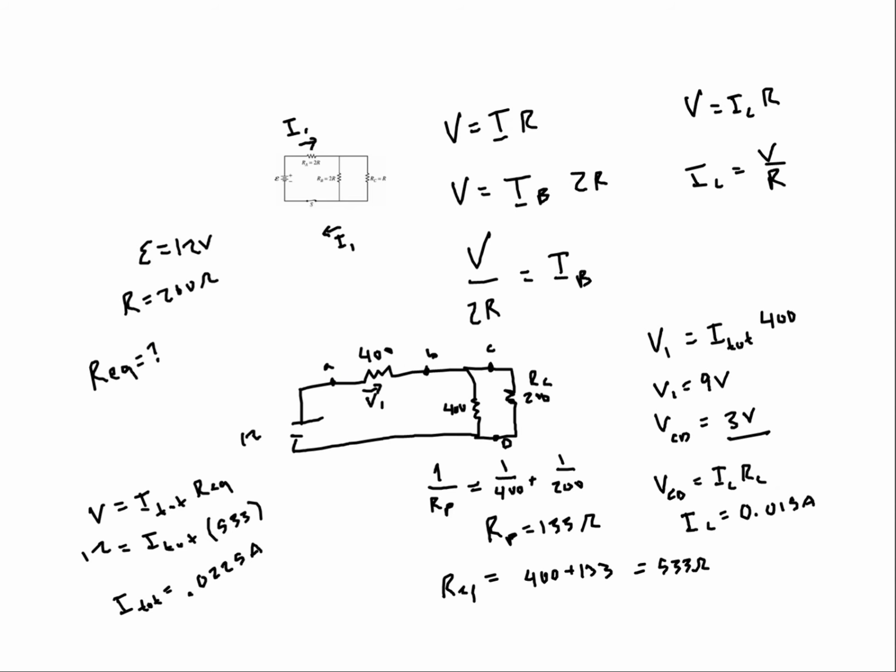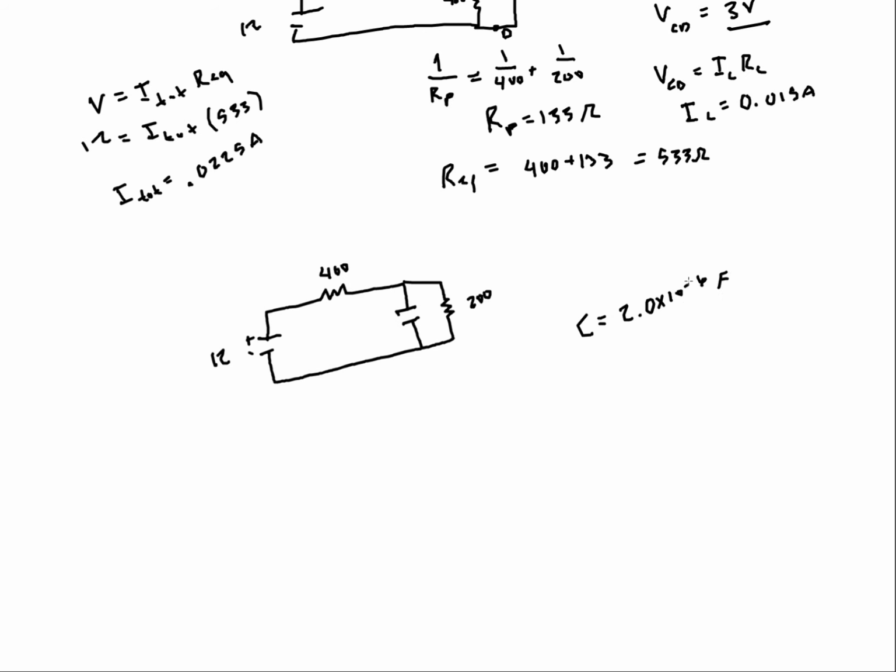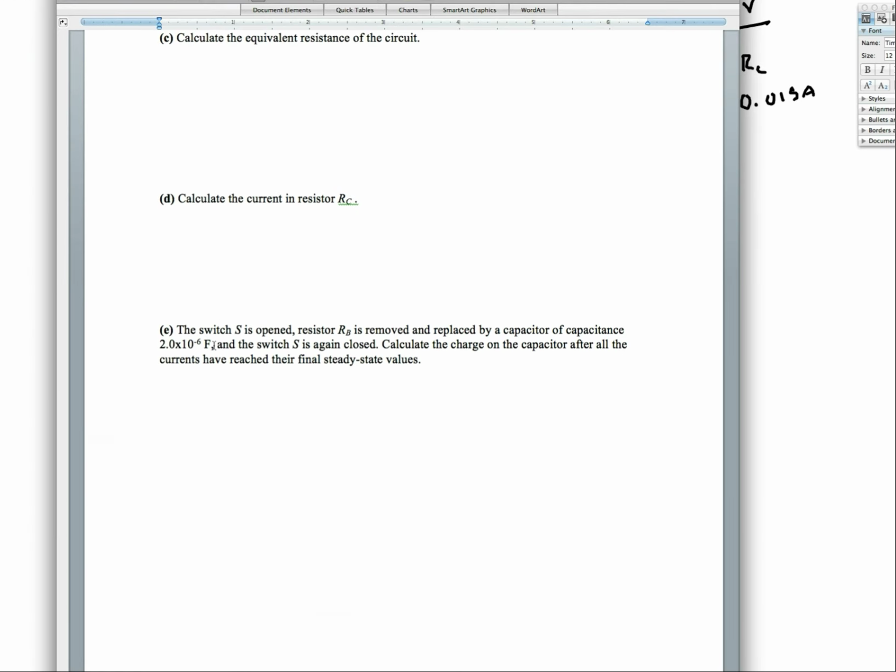So I'm going to go down here, and here's our battery, here's our first resistor. Now we've got a capacitor at RB. We still have RC. And we've still got 12 volts, and then 400 and 200. They tell us that the capacitance here, C, is 2 times 10 to the minus 6 farads, and they want to know the charge on the capacitor after all the currents have reached steady state.